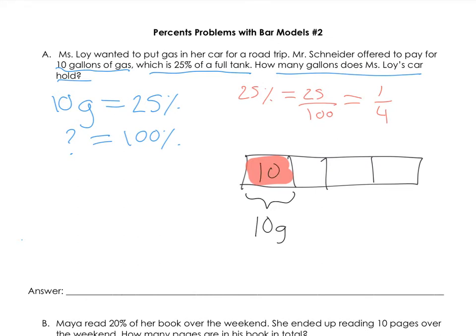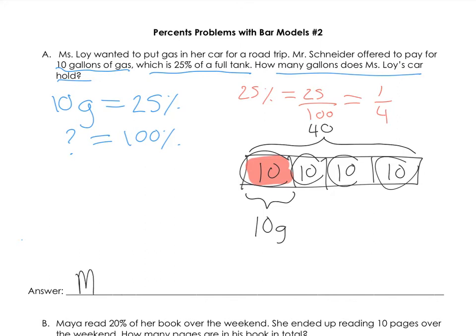If we know what one piece is, we know all the pieces. We know this is going to be 10, this is going to be 10, this is going to be 10. So we were trying to figure out how many gallons does Miss Loy's car hold in total. We're trying to find the total number of gallons, and we can just add up our 10, 20, 30, 40. She can hold 40 gallons. So how many gallons does Miss Loy's car hold? Miss Loy's car holds 40 gallons.